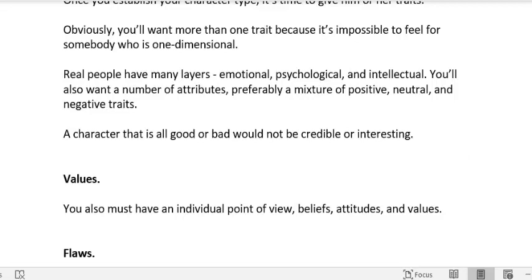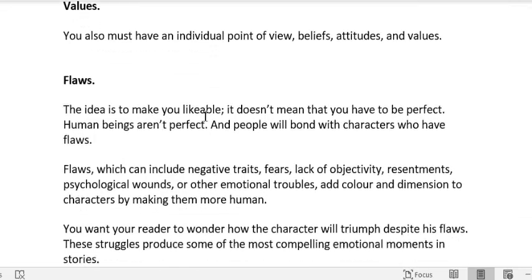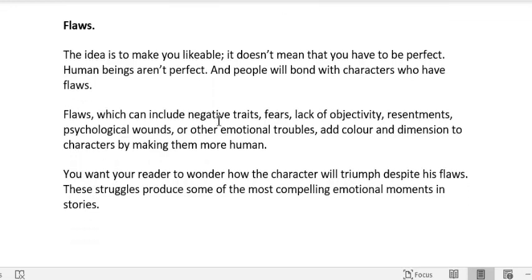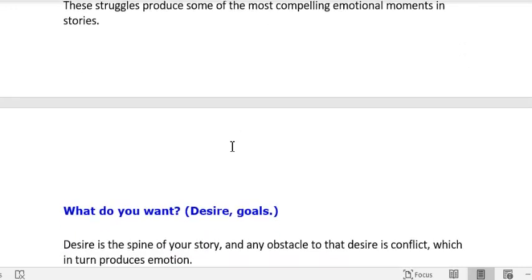So let's take a look at your values. You must have individual points of view, beliefs, attitudes or values. If you don't stand for something, you'll fall for anything. Flaws. The idea is to make you likable. It doesn't mean you have to be perfect. Human beings aren't perfect. And people will bond with characters who have flaws. Flaws can include negative traits, fears, lack of objectivity, resentment, psychological wounds, or other emotional troubles. And they add colour and dimension to characters by making them more human. You want your reader to wonder how the character will triumph despite his or her flaws. These struggles produce some of the most compelling emotional moments in stories.